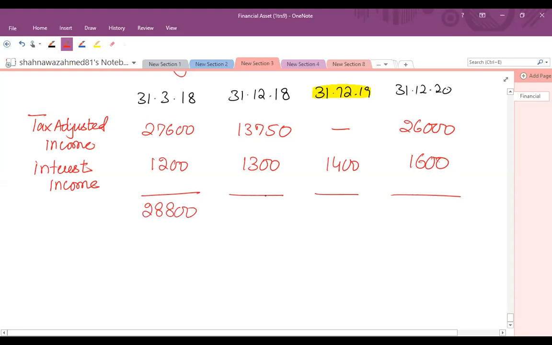So as a result, the total profit before QCD is 28,800, 13... So the trading profit is wrong. Trading profit is 12,450, and the total figure is 13,750. There is 1,400, and it's 27,000. So 27,600. This is our total profit before QCD.